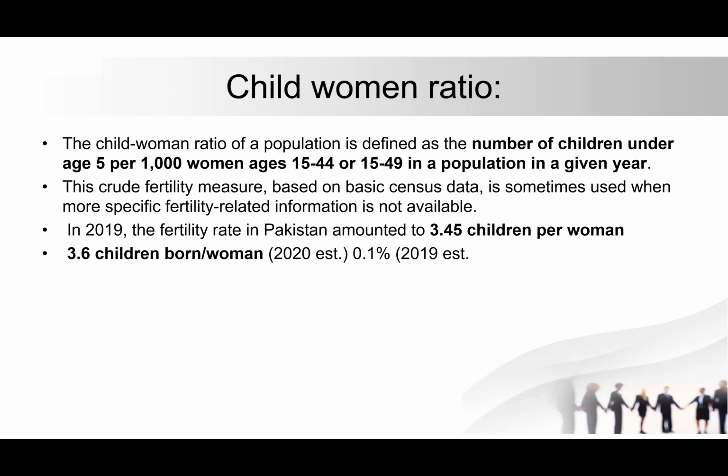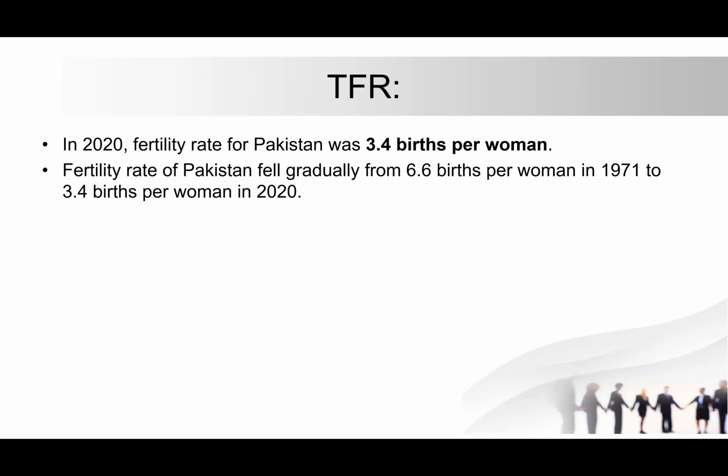Child-woman ratio. The child-woman ratio of a population is defined as the number of children under age 5 per thousand women aged 15 to 44 or 15 to 49 in a population in a given year. This crude fertility measure, based on basic census data, is sometimes used when more specific fertility-related information is not available. In 2019, the fertility rate in Pakistan amounted to 3.45 children per woman. In 2020, the fertility rate of Pakistan was 3.4 births per woman.